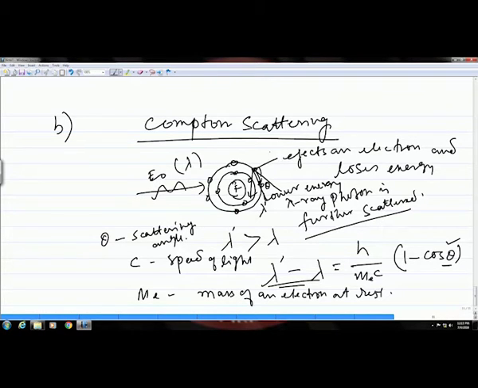So, if E amount of energy is being absorbed by the ejection of the electrons, then the remaining energy is E minus E naught. So, this energy shift as I told will depend on the scattering angle.